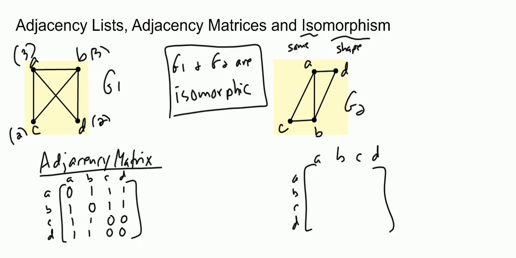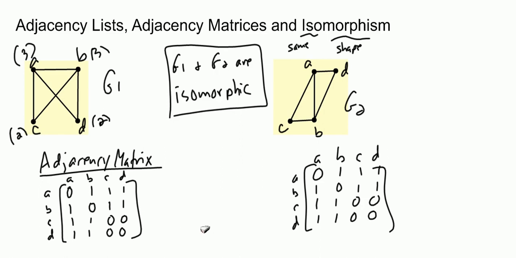and if we did a similar adjacency matrix over here, we'd be able to show that they are the same. A is connected not to itself but B, C, and D. B is connected to A, C, and D but not itself. C is connected to only A and B, not itself or D. D is connected to A and B but not itself or C.